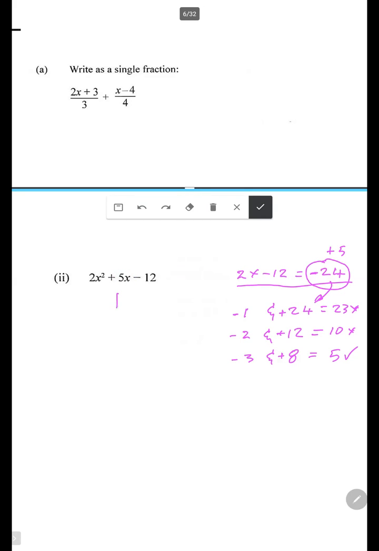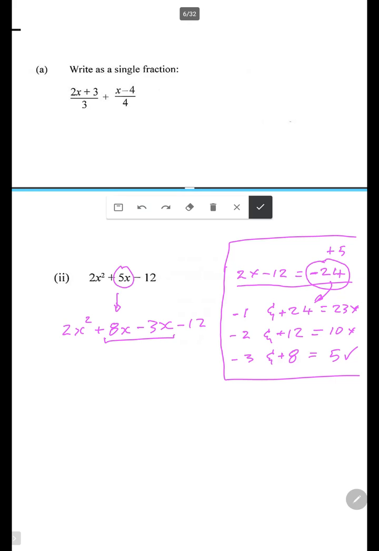So basically this becomes 2x squared. I'm going to put the plus first, plus 8x minus 3x minus 12. Let me put a line down here to separate this. That was just to find what we're going to split it into. And when you do that, you must always check the values here to ensure that it gives you back the middle term. Just in case you make a mistake, you always check.